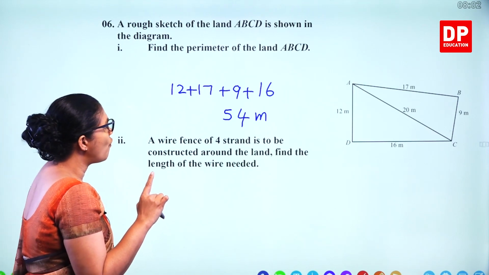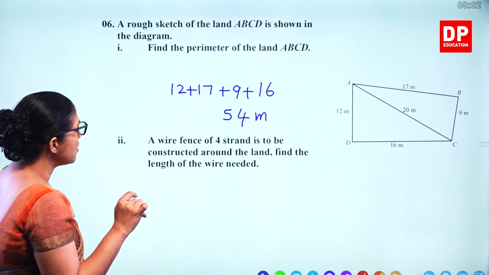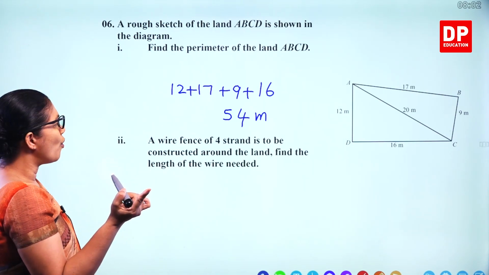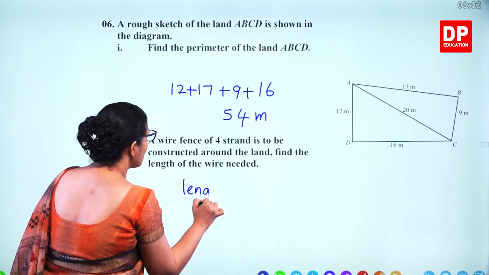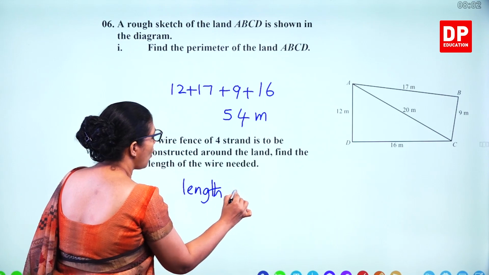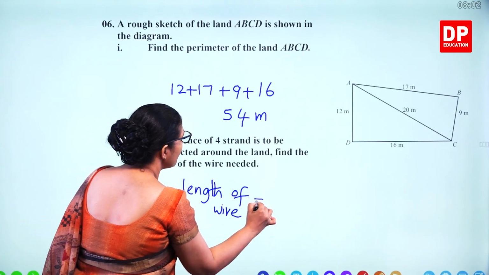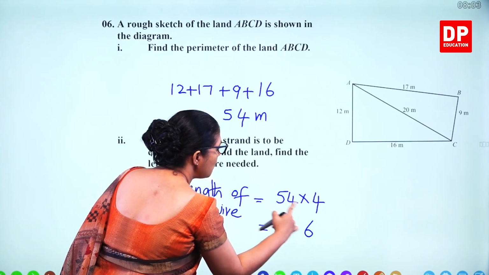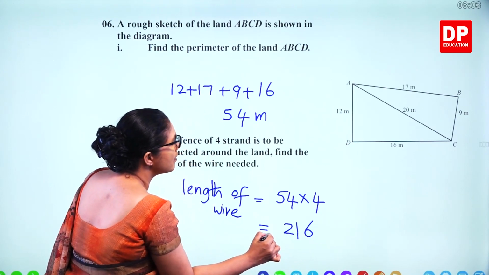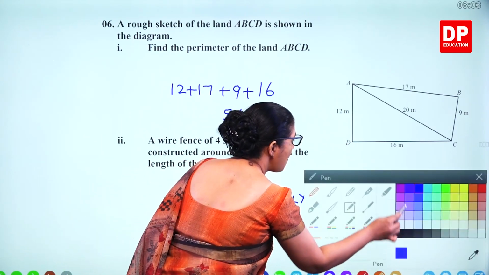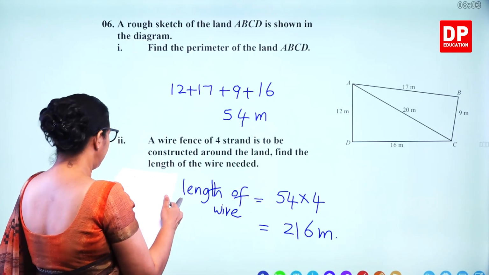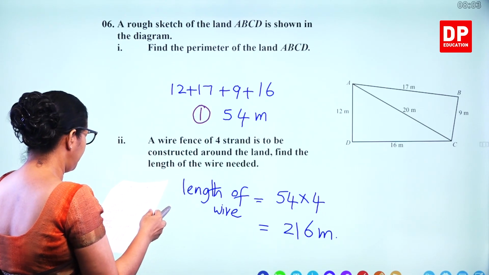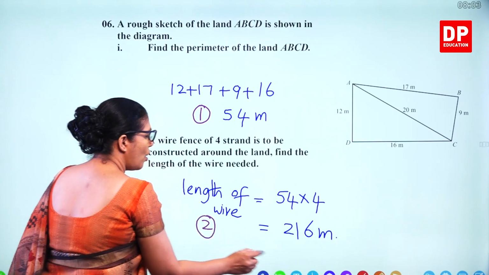A wire fence of 4 strands is to be constructed around the land. Find the length of the wire needed. So perimeter times 4, because 4 strands are there. Length of wire becomes 54 times 4. 4 times 4, 16, 4 times 5, 20 plus 1, 21. 216 meters. 1 mark for perimeter and 2 marks for the length.